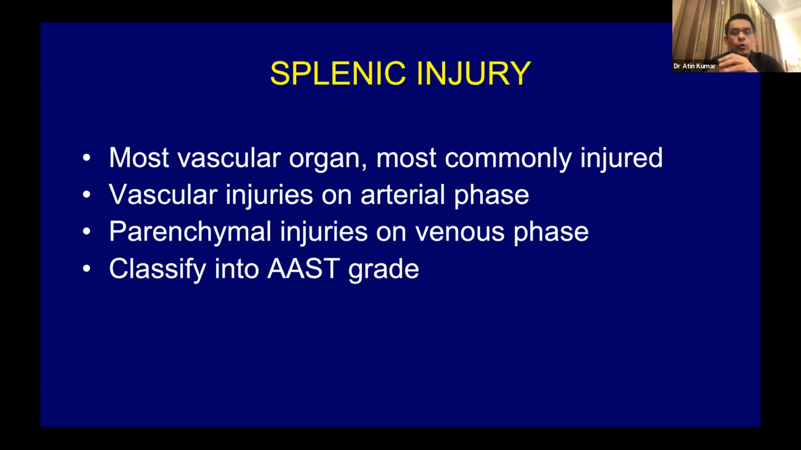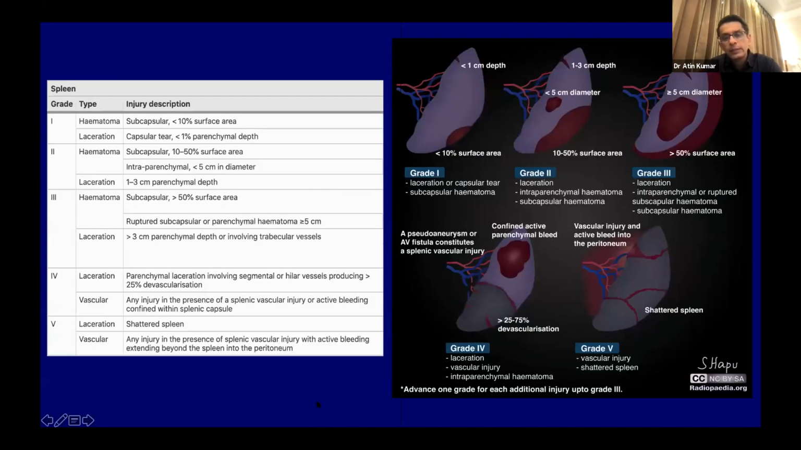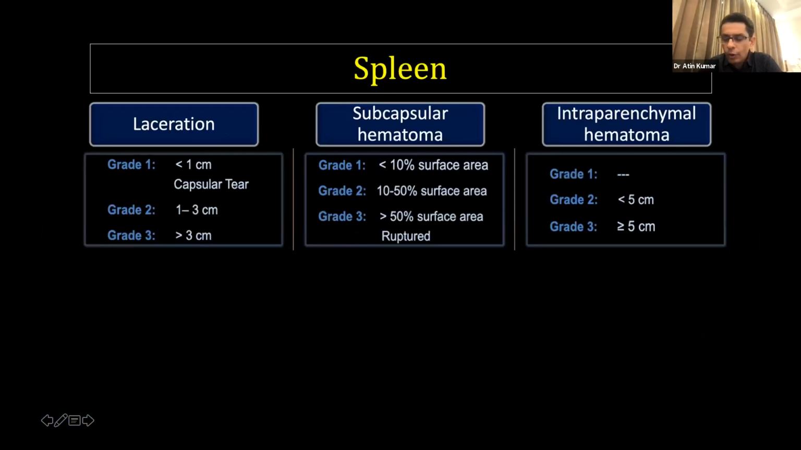Once we know how to pick up these injuries, let's talk about specific organ injuries one by one. Spleen is the most vascular organ, the most commonly injured organ, as I've told you. What you want to do is pick up all the injuries and then classify them into various grades given by AAST. This is a complex chart. We use it day in, day out, so we do remember it, but it's a good idea to keep it handy. Maybe place a printout next to your console, and then you can put all these observations into the various grades. So let's see, how do we pick up lacerations?